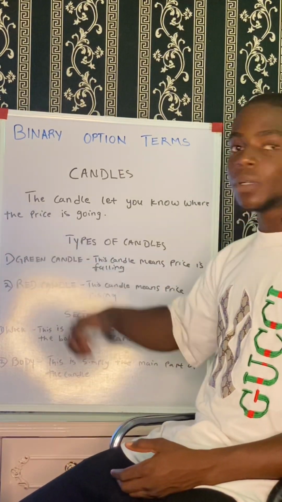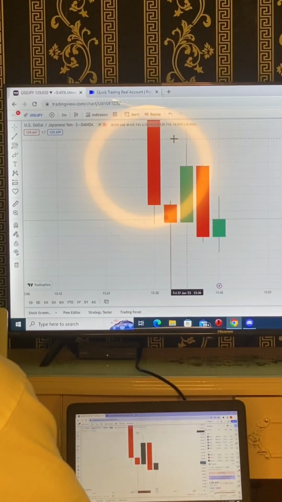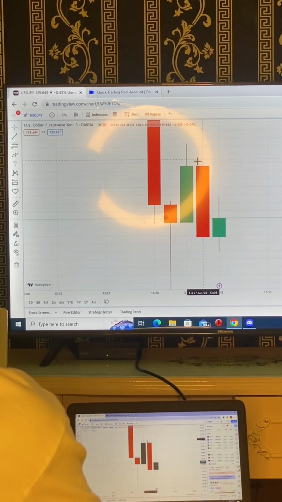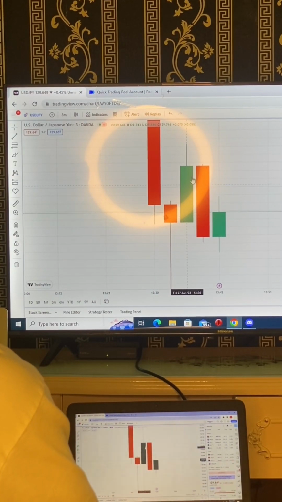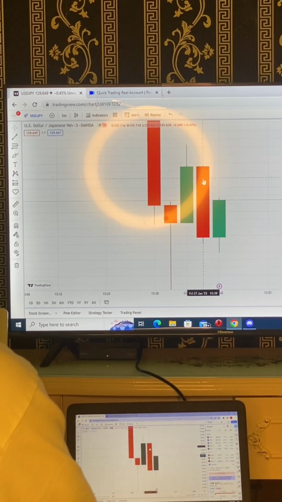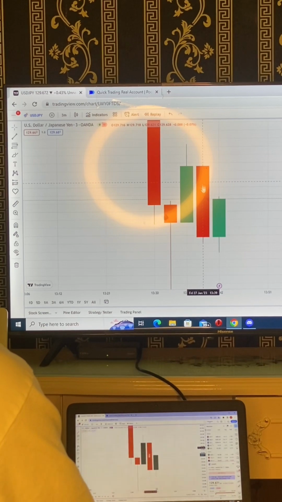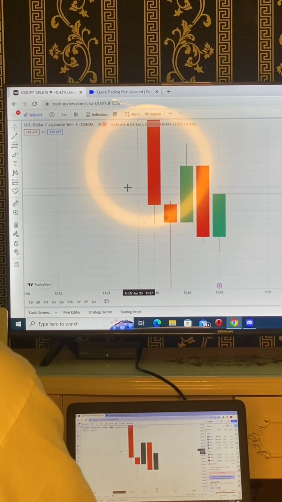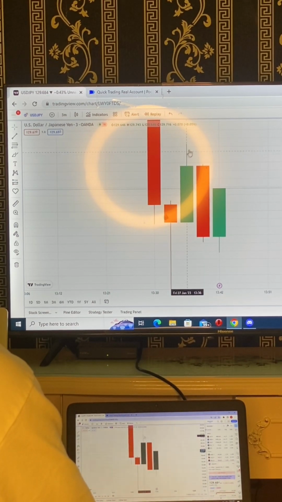Let's look at what I'm talking about live. Yeah, guys. Here's an illustration, guys. Whenever I see a green candle comes up, know that the price is rising. This is a green candle. Whenever I see a red candle, know that the price is falling. It's coming down. And these are the section of the candle I was talking about.